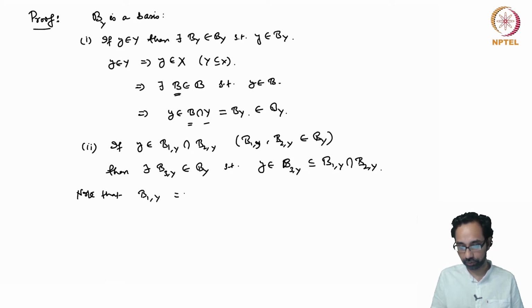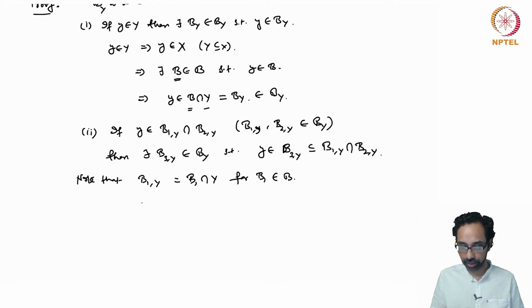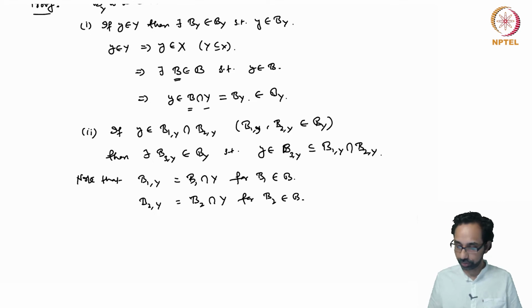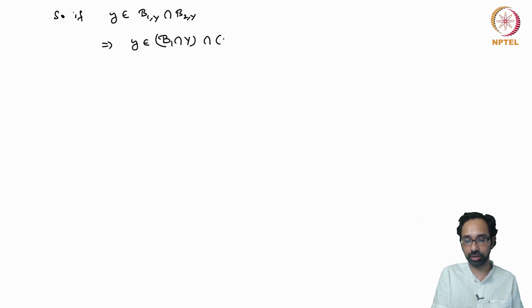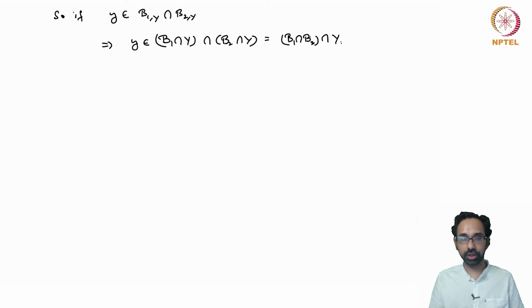Now note that B1_Y is of the form B1 intersection Y for B1 in this basis B for X, and similarly B2_Y is also of the form B2 intersection Y for some B2 in the basis for X. And so if y is in B1_Y intersection B2_Y, this means that y belongs to B1 intersection Y intersection B2 intersection Y, and this is nothing but B1 intersection B2 intersection Y. Okay, so you can switch around the sets here, and then you will have B1 intersection B2, and then Y intersection Y, which is just Y.